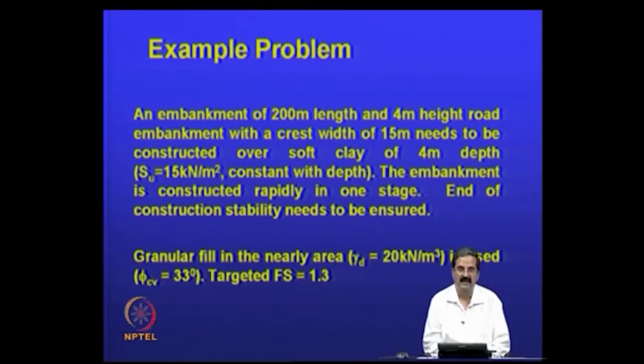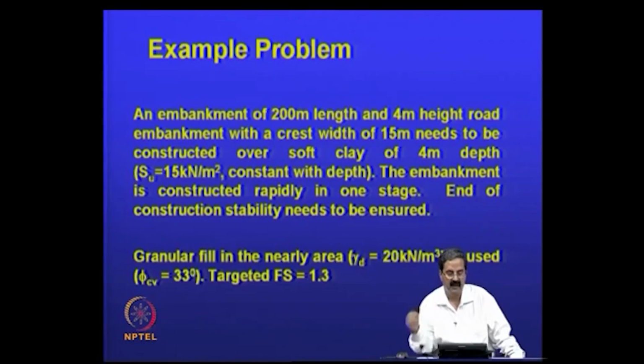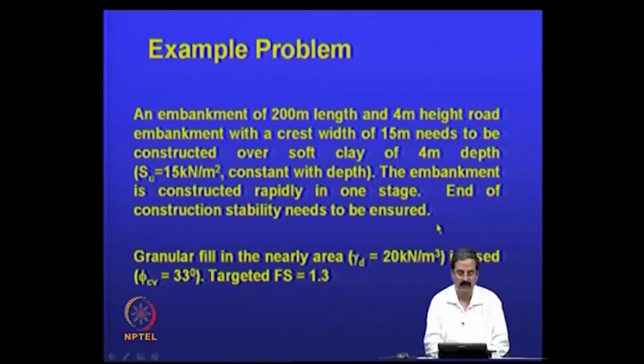You have a 200 meter length of embankment, just a small approach road between two places maybe, and the height of the embankment is about 4 meters. The width of the crest is 15 meters, like 15 meters is the width of the road, and the soft soil is about 4 meters deep, and the shear strength is 15 kN per meter square, and it is constant with depth. The embankment is to be constructed rapidly in one stage, and end of construction stability needs to be ensured.